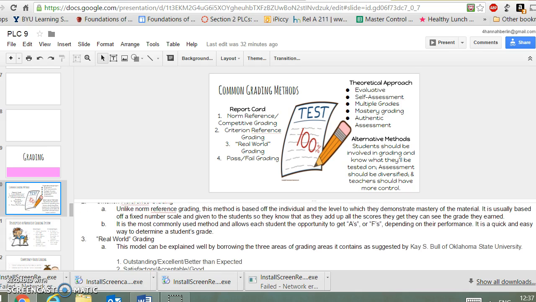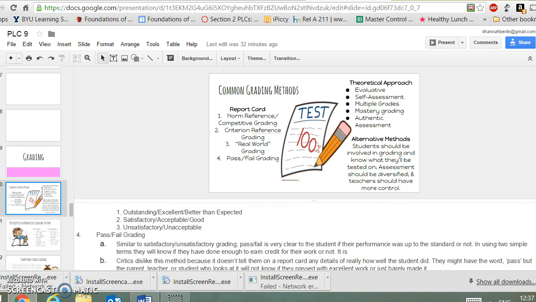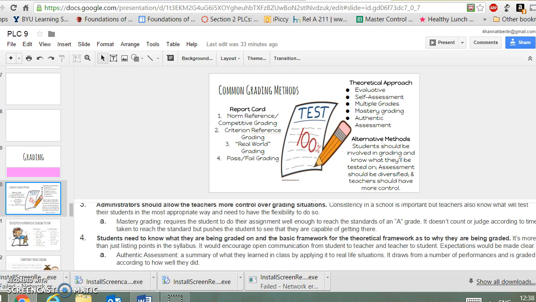The third one is real world grading, and it can be explained well by just kind of looking at these three different areas. There's outstanding, excellent, better than expected for the first one. The second part is satisfactory or acceptable or good, and unsatisfactory or unacceptable is the last one. I remember in kindergarten, a lot of the times, even throughout all of elementary school, this would be the way they would grade participation, and would grade how we were as students, as in what we did in class.